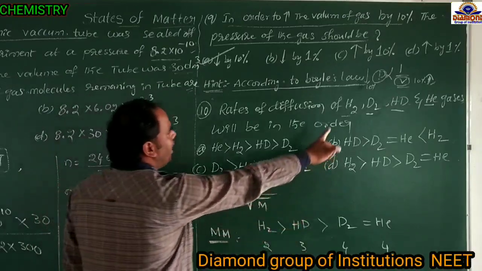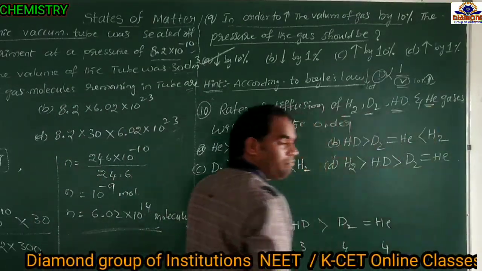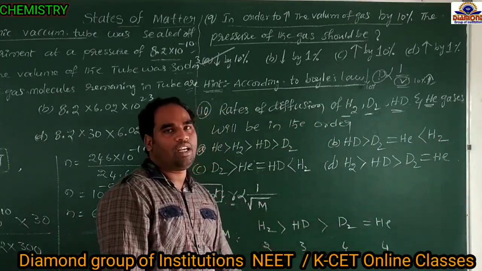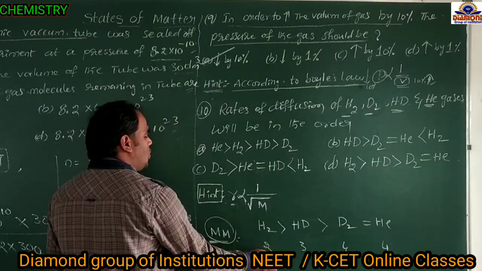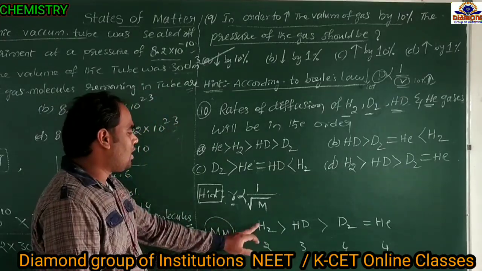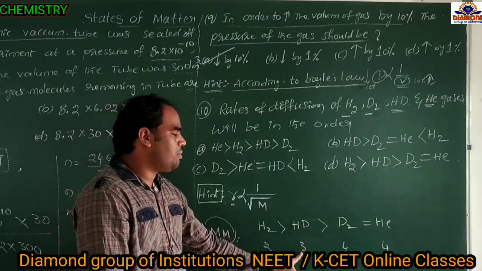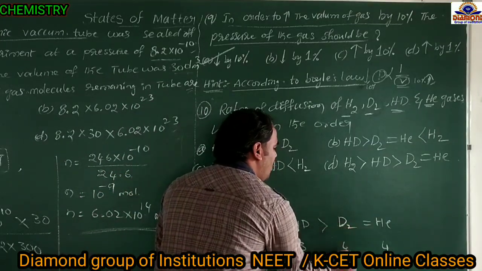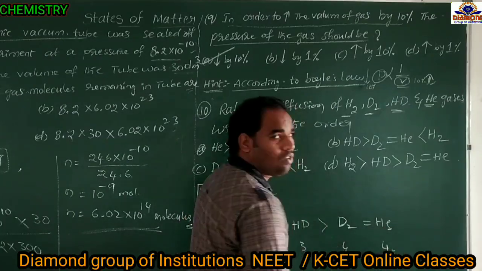So here four kinds of gases are given: hydrogen, hydrogen deuterium, deuterium, and helium. The molecular mass of hydrogen is 2, the molecular mass of hydrogen deuterium is 3, the molecular mass of deuterium is 4, and the molecular mass of helium is also 4.